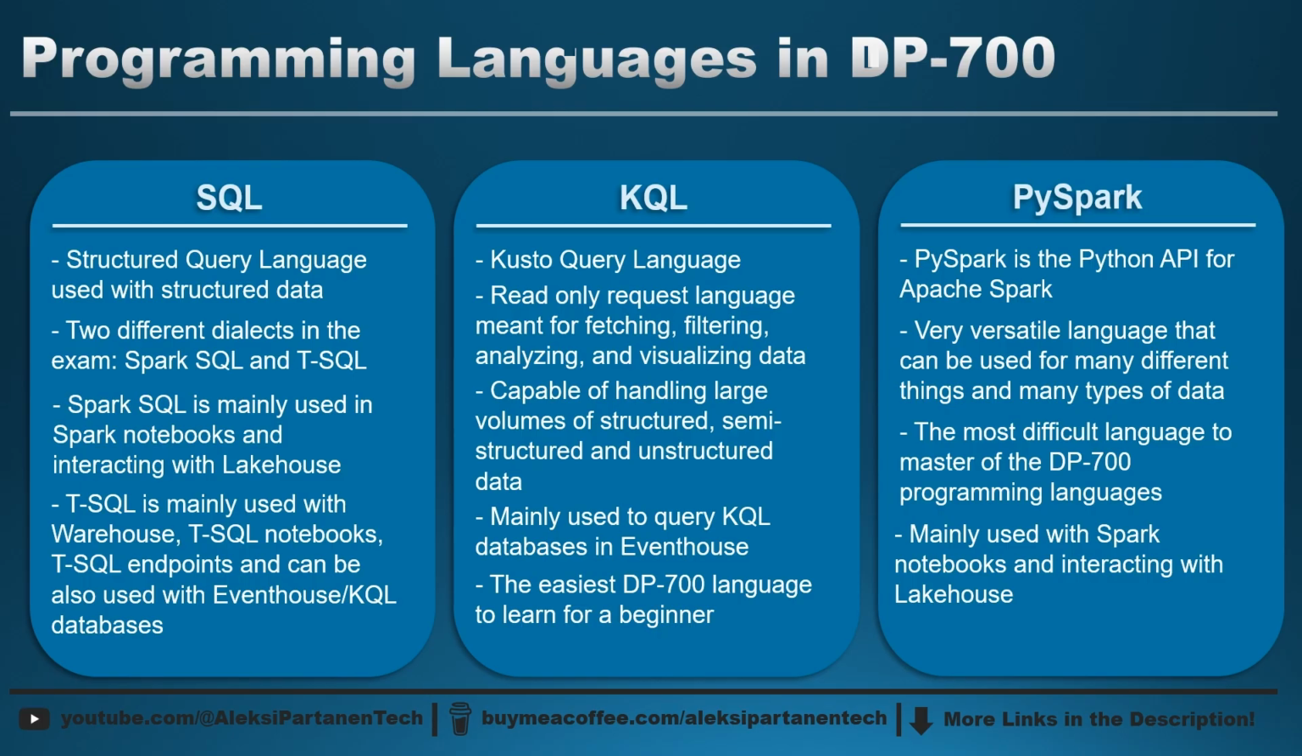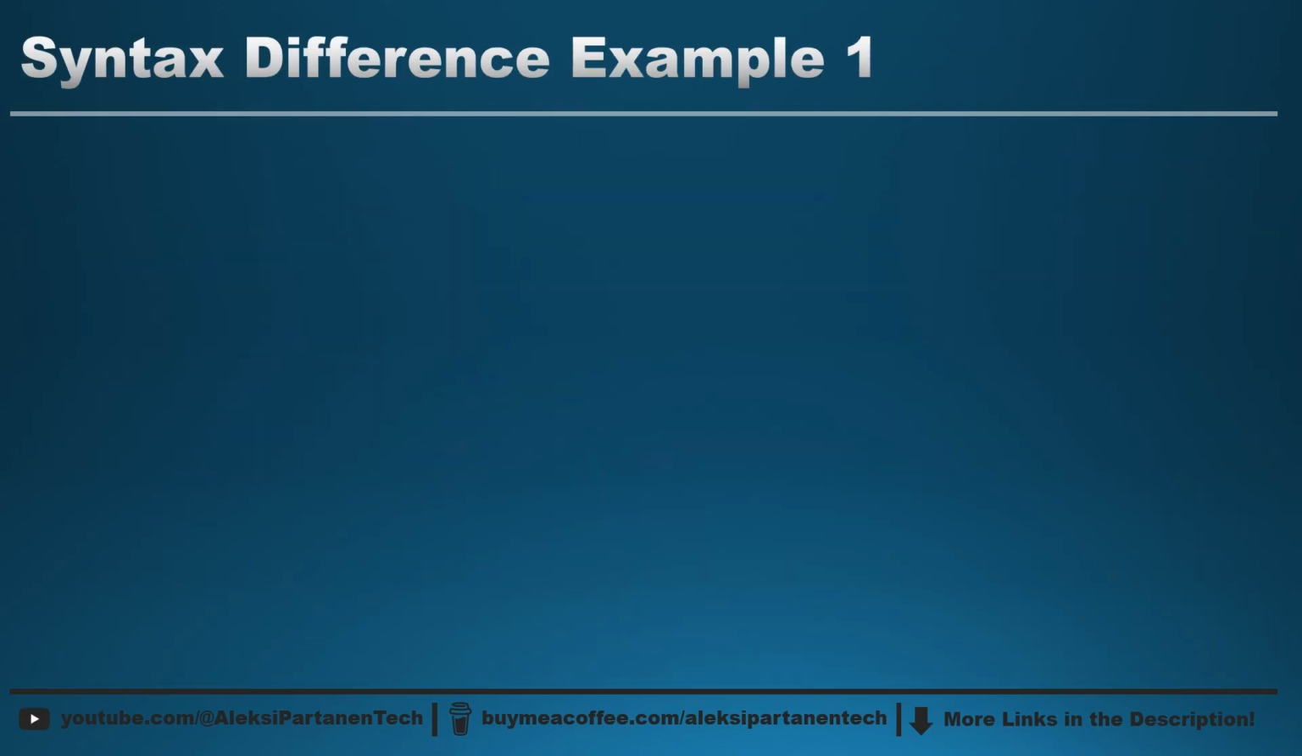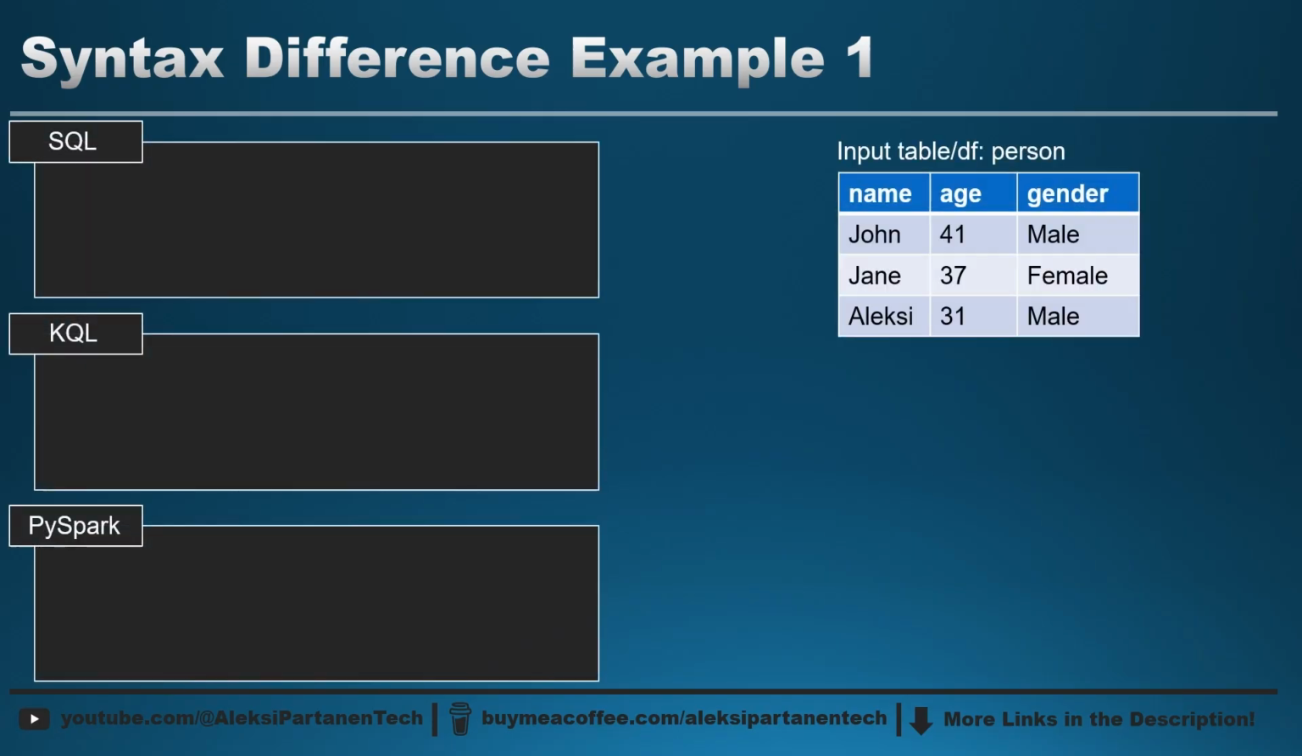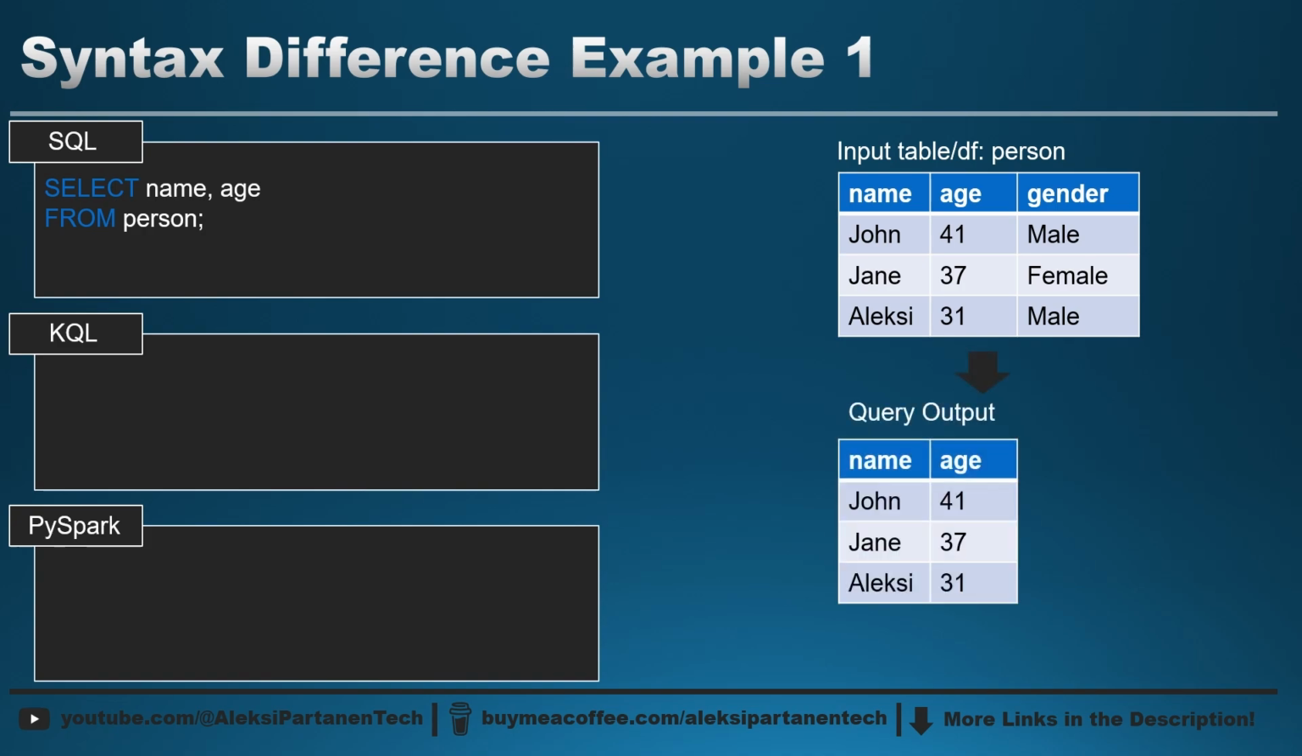Next, let's compare these languages side by side to highlight the differences in their syntax. And here we have our input table / data frame that we are going to read or query using these three languages. Let's begin with SQL. With SQL syntax, we would write select name and age from person, which would then result as having all the rows that we have in our input, but by just having only the specified columns that are name and age.